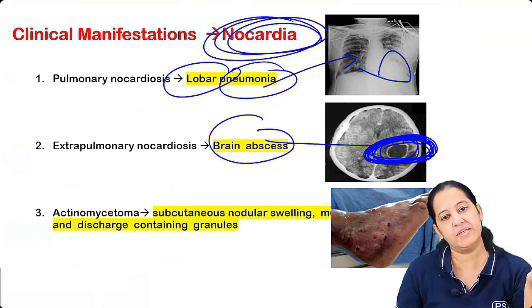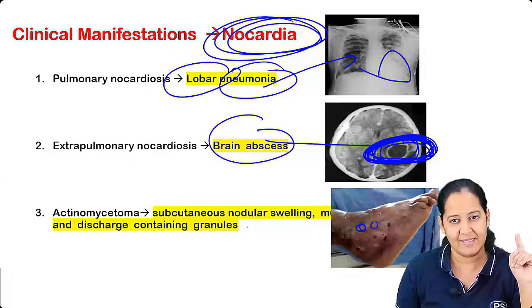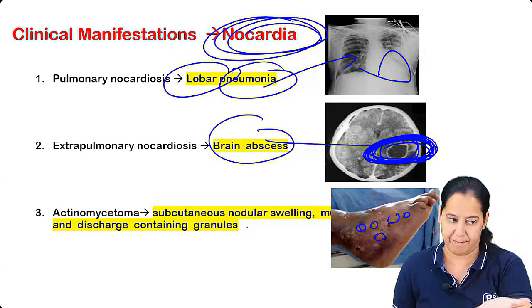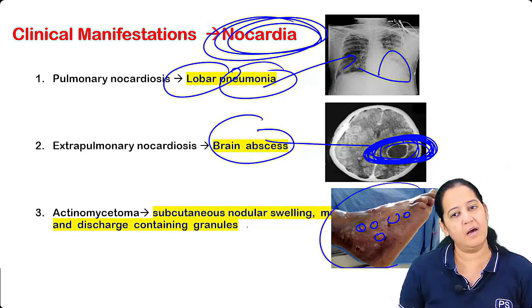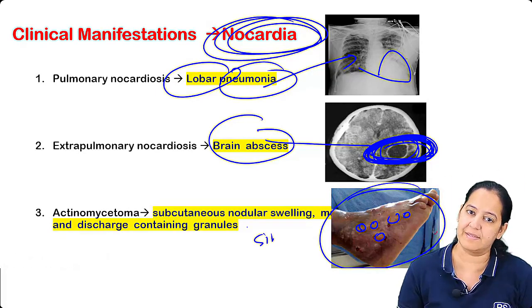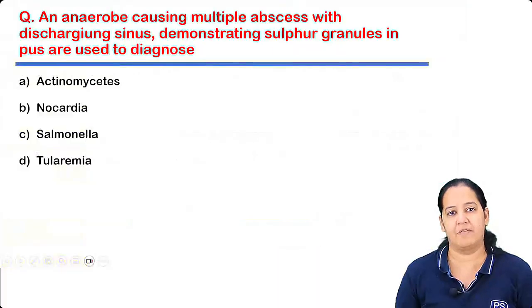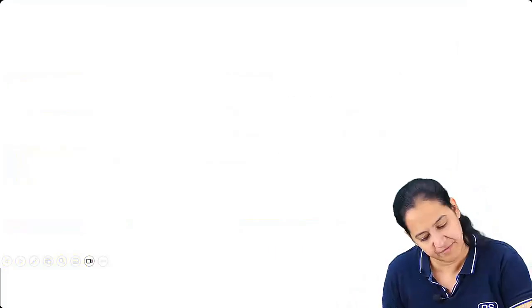Okay. And number 3, same: multiple sinuses like actinomycosis. If you press them, the pus will come and it is granular. But the site is not the face. It can be anywhere. So the third is multiple sinuses. So let me confirm. I am done with this chapter. We will solve the question.